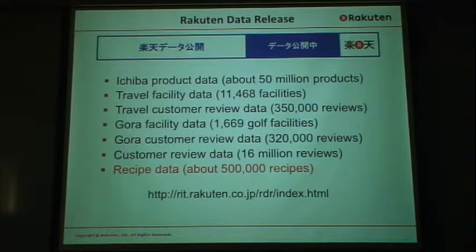And finally, let me introduce the Rakuten data release. We, Rakuten, provide Rakuten data from various services to researchers freely. It includes Ichiba product data, travel data, and oral facility data, customer reviews, and also recipe data. So if you are interested, search Rakuten Data Kokai, or just visit this website.